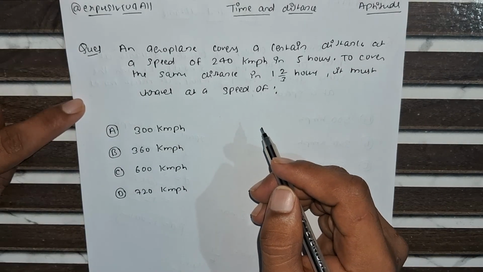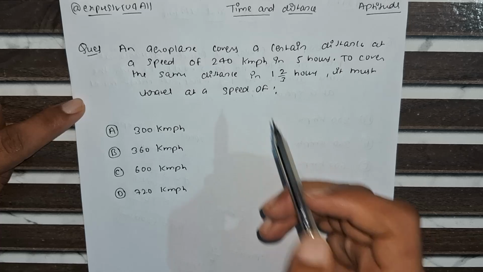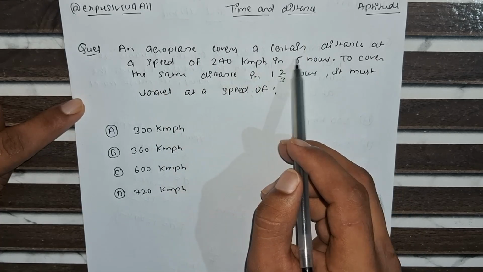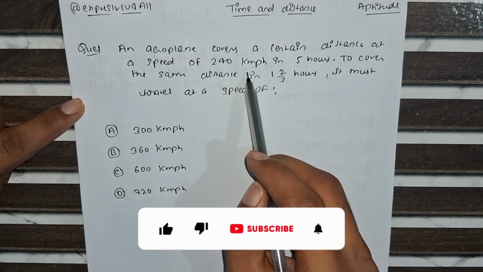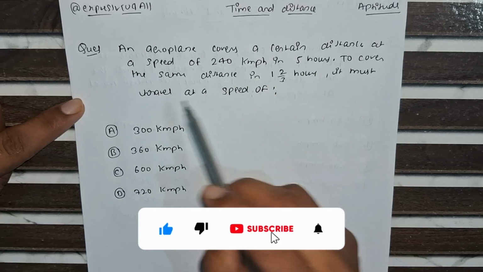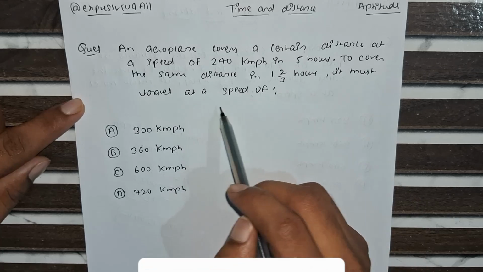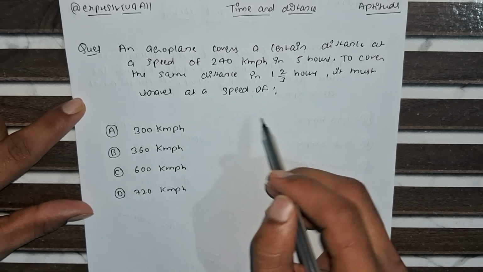In this video, we are going to solve a very important problem which is based on time and distance. So the question is, an aeroplane covers a certain distance at a speed of 240 km per hour in 5 hours. To cover the same distance in one complete 2 by 3 hours, it must travel at a speed of. So in this question, we have to find the speed.